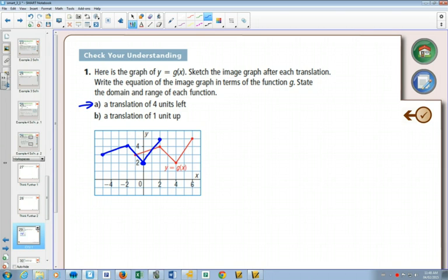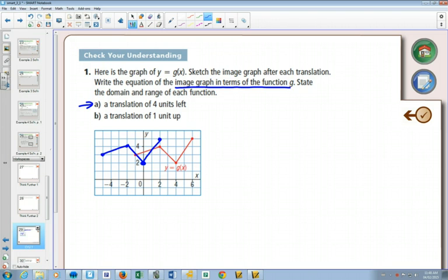Now, part A says, now write the image graph in terms of the function g. This is where you're going to get caught up on a test or a quiz. You're going to see these words, you're going to put up your hand and say, I don't know what this means, and I'm going to have to say, it's a quiz or a test, I can't help you at that time. But that's why you need to pay attention at these things, because it's not hard, but we do have to pay attention when it says image graph in terms of the function g.